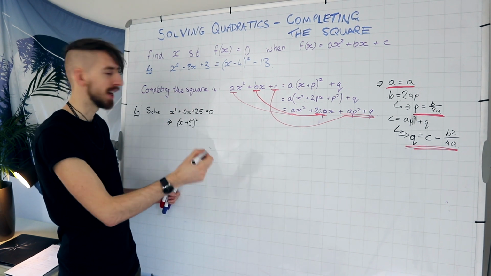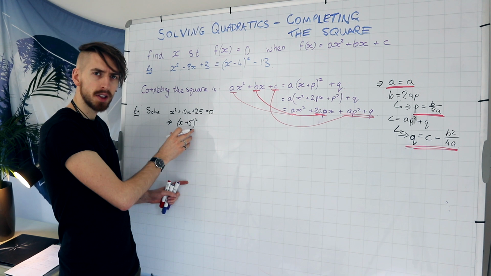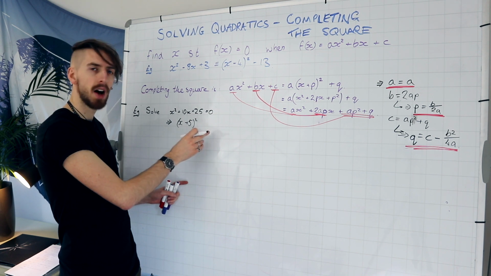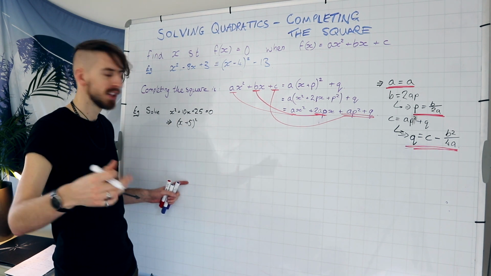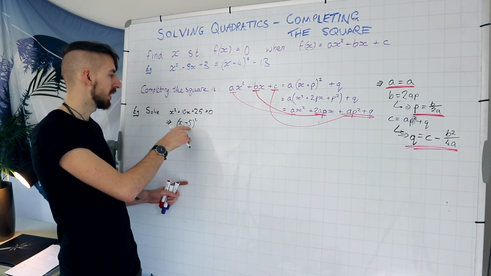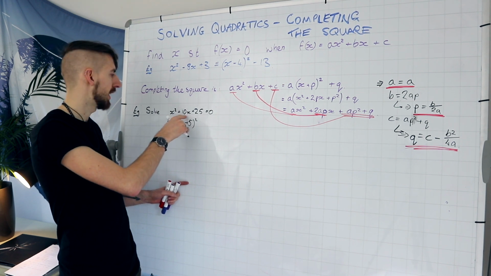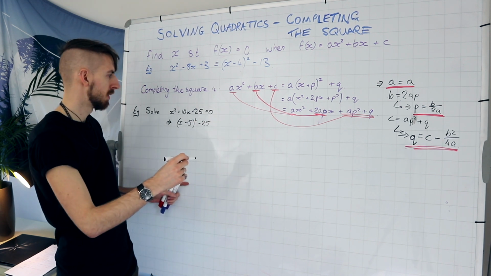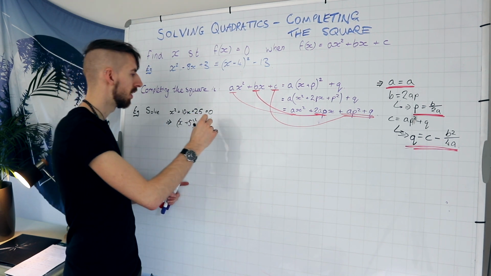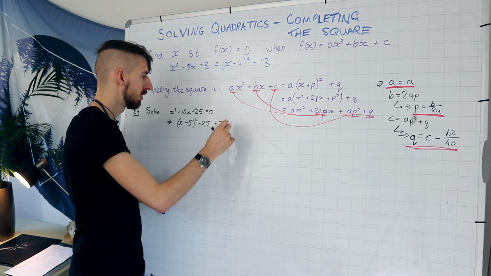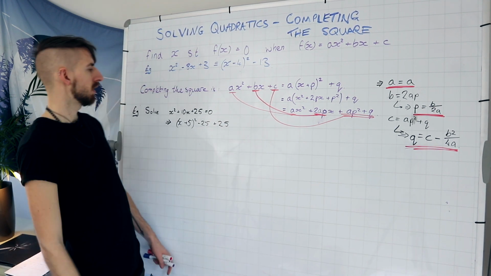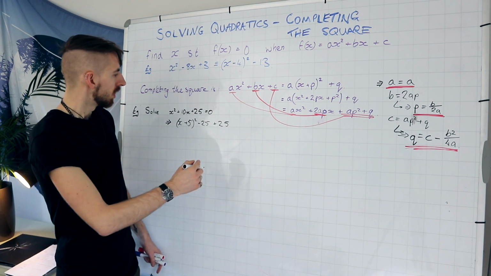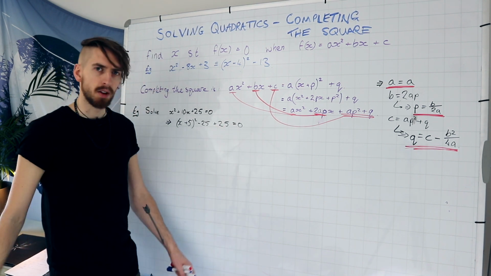Then we have to do what's on the outside. If we squared all this out, we'd get an extra 25 at the end, because we'd get x squared, then we get 2 lots of this times x, so that'd be 10x. Then we get an extra 25, so we minus 25. But then we need this plus 25 from before. All right, sweet. And that is equal to 0.